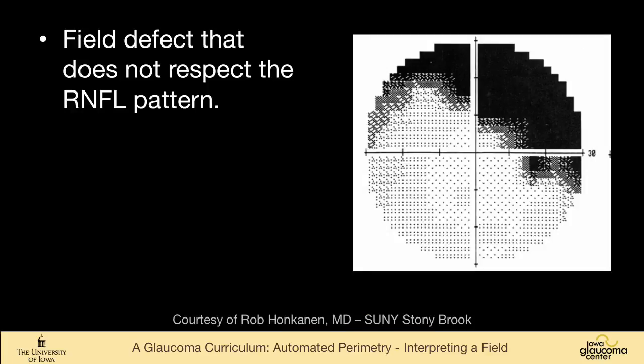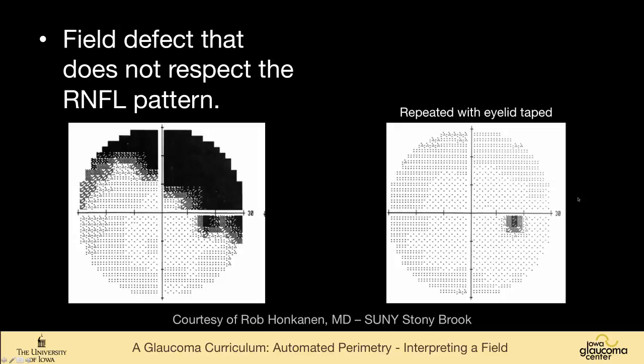Sometimes you'll see a field defect like this that has this dense superior defect, but it doesn't really follow the nerve fiber layer pattern. It extends down here below the blind spot. This does not look like the nerve fiber layer does. And this is somebody with a drooping eyelid, and when it was taped, all that went away.